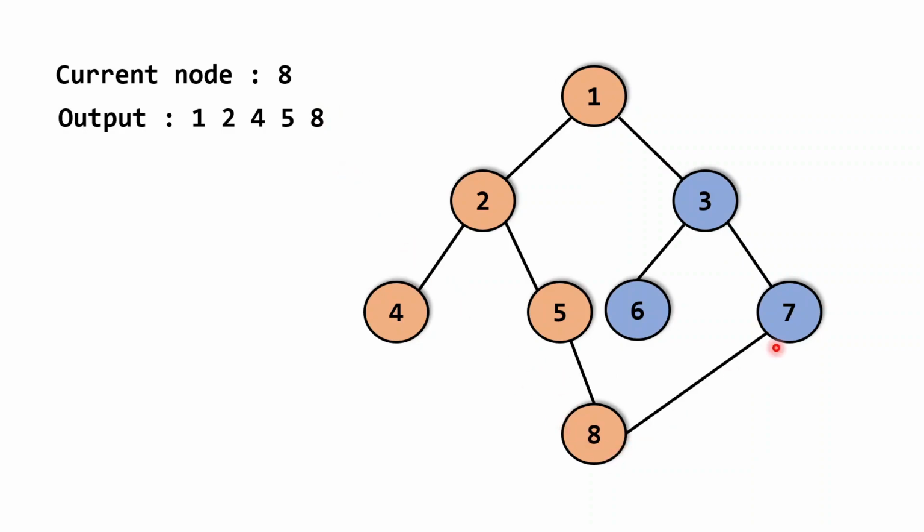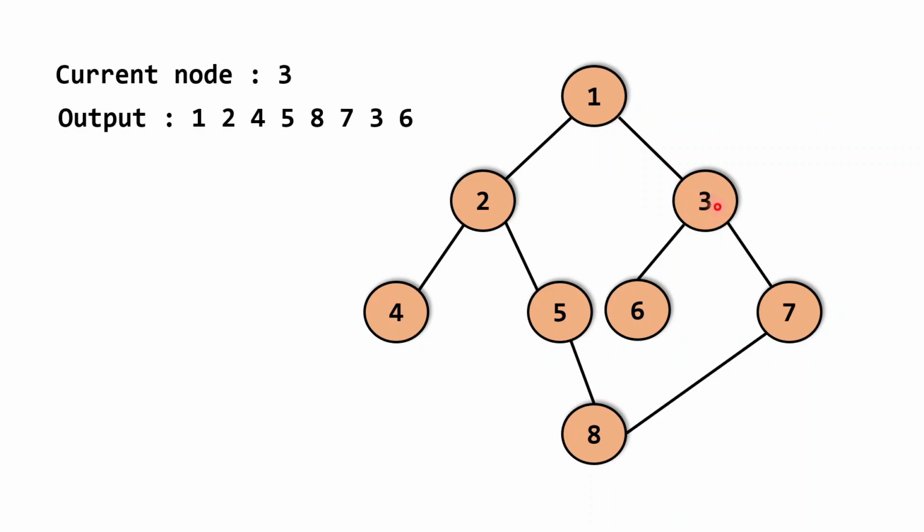Now for this 8 we have 7, so let's go to 7. The current node becomes 7 and our output is this. Now for this 7 we will go to 3, and our current node becomes 3, and then we will put it into the output. Now for this 3 we have 6, so we will go to 6, make it visited, then print it into the output. But now we don't have any unvisited neighbors for this 6, so we have to backtrack to its previous node, that is 3. So our current node becomes 3 and our output is the same.